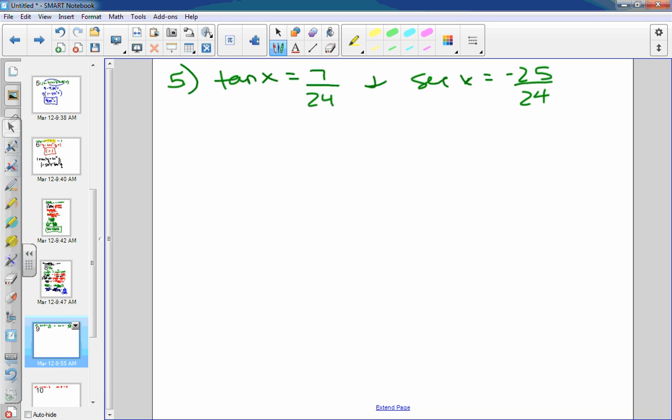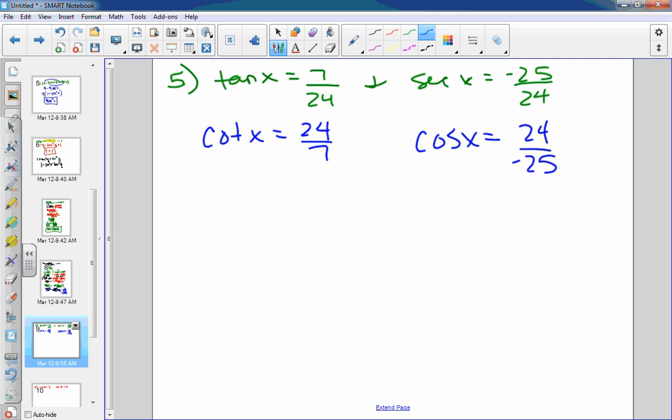It's like the truck just stalled out, isn't it? Okay, folks, if I am given the tangent, what else do I know? I know that the cotangent is the reciprocal of this, which is 24 over 7. Y'all agree with me? Okay. Well, if I've given you the secant, then what else do I know? Then I know the cosine of x is going to be the reciprocal of that. Would you agree? Okay.